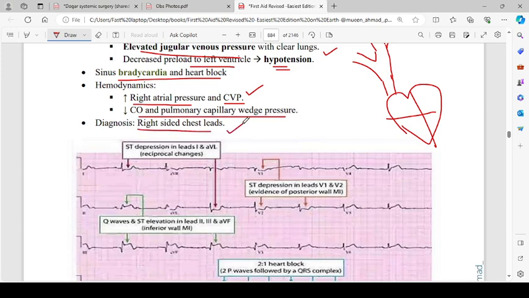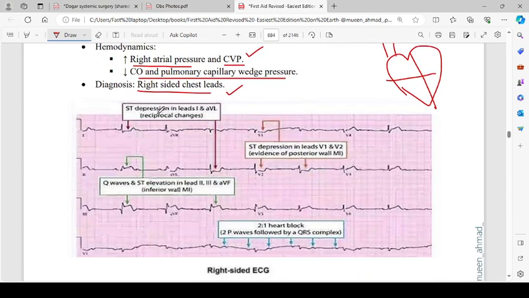Diagnosis is with the right-sided chest leads. Okay, so we have ST depression in leads 1 and AVL, which are reciprocal changes. Basically, when we have right-sided heart failure, the main thing that you must remember is ST elevation in leads 2, 3 and AVF with Q waves, because Q waves are a pathologic finding of the STEMI, right? ST elevation MI has Q waves as well, but ST elevation will be seen in leads 2, 3 and AVF. The reciprocal changes will be seen in leads 1 and AVL, that is, there will be ST depression.